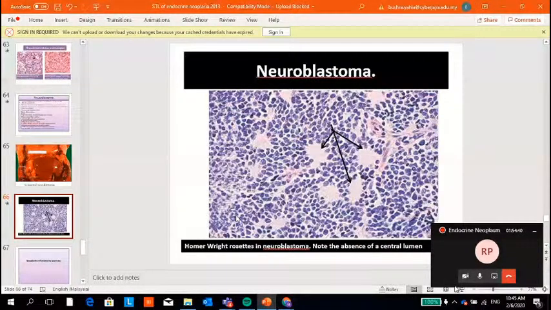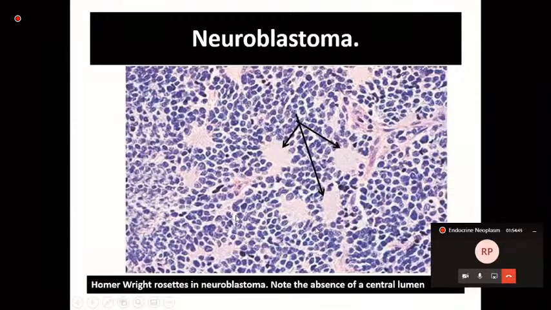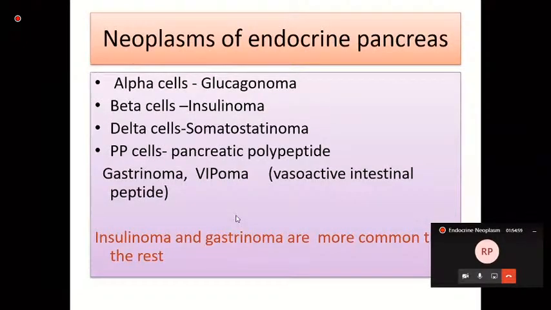Okay, next. So we said rosette in neuroblastoma. Rosette means like a flower, making a flower shape. We have finished the adrenal. We now have the pancreas. I am not going through the pancreas in detail, because you already covered most of the pancreatic part.